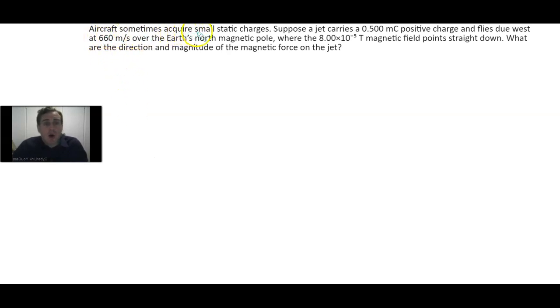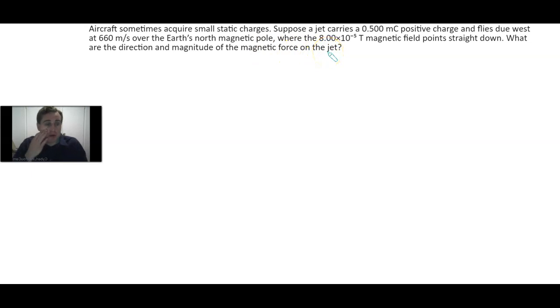Aircraft sometimes acquire small static charges. Suppose a jet carries a 0.55 millicoulomb positive charge and flies due west at 660 meters per second over Earth's north magnetic pole, where the 8.00 times 10 to the minus fifth Tesla magnetic field points straight down. What is the direction and magnitude of the magnetic force on the jet?